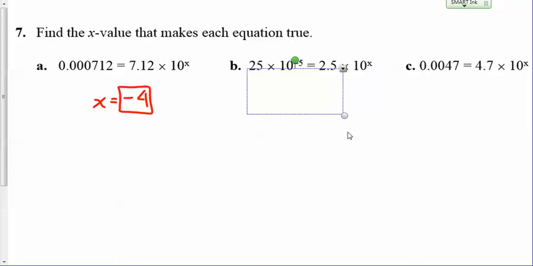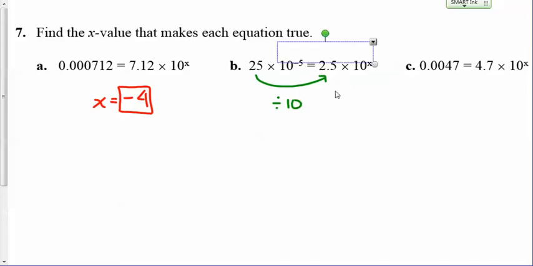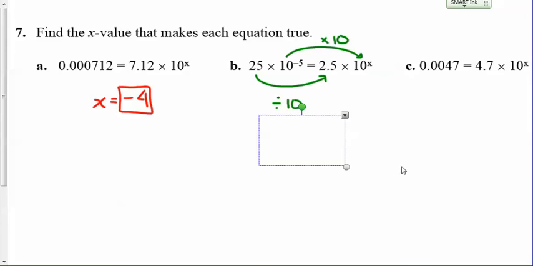This one I decided to look at a little bit differently. Like, to get 25 turned into 2.5, I'm dividing it by 10. So to keep this expression equivalent, I should take 10 to the negative 5th and multiply it by 10 to keep everything balanced. So 10 to the negative 5th times 10 to the 1st, I would add the exponents. So negative 5 plus 1, that's negative 4.